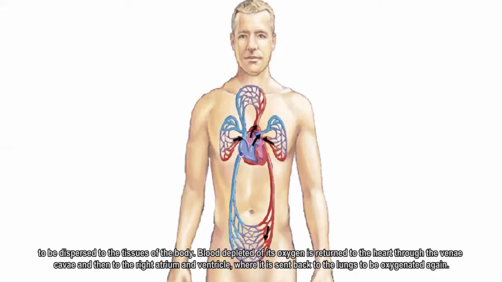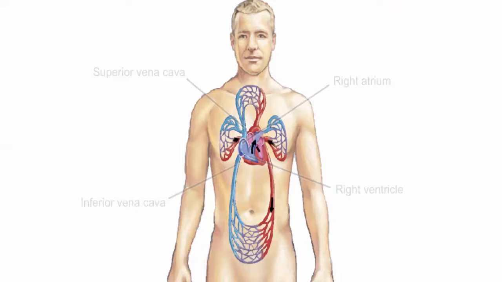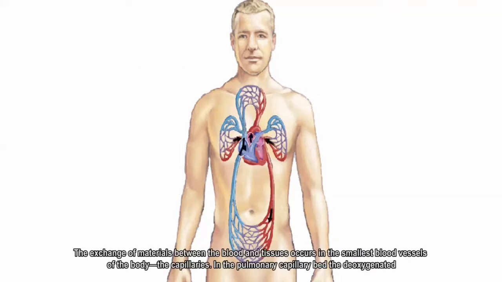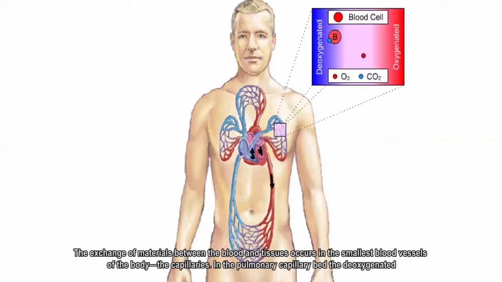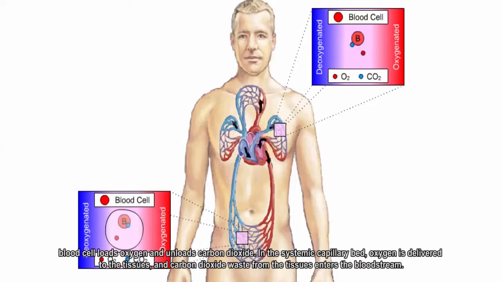Blood depleted of its oxygen is returned to the heart through the vena cava and then to the right atrium and ventricle, where it's sent back to the lungs to be oxygenated again. The exchange of materials between the blood and tissues occurs in the smallest blood vessels of the body, the capillaries. In the pulmonary capillary bed, the deoxygenated blood cell loads oxygen and unloads carbon dioxide. In the systemic capillary bed, oxygen is delivered to the tissues, and carbon dioxide waste from the tissues enters the bloodstream.